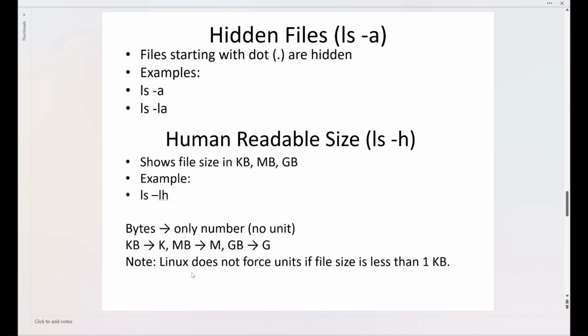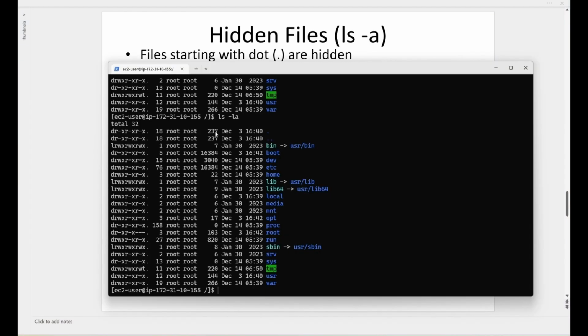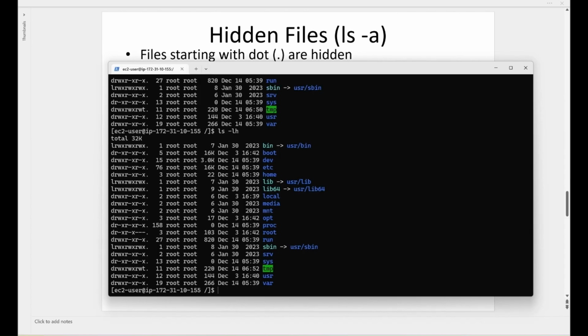There is one note: Linux does not force units if the file size is less than 1 KB. These are file sizes represented with no symbol, so this size is in bytes. To show the human readable format, use the ls -lh command. It will show the size in human readable format. As I mentioned, if there is no symbol like K, M, or G and there is only a number, the size is in bytes. Because the size of this folder or link is less than 1 KB, it is represented only in bytes.